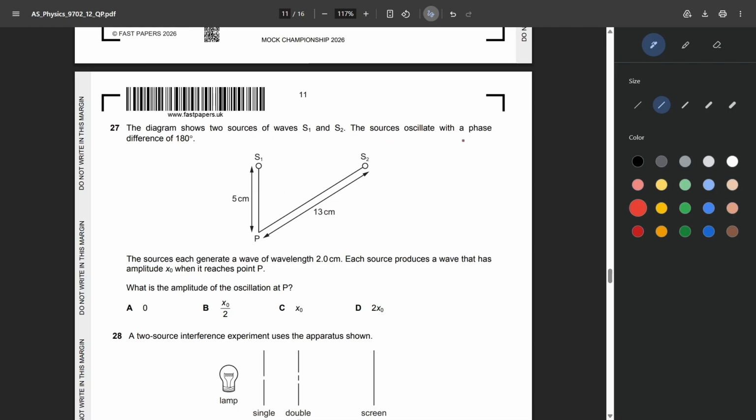The diagram shows two sources of waves, S1 and S2. The sources oscillate with a phase difference of 180 degrees. The sources each generate a wave of wavelength 2 centimeters. Each source produces a wave that has amplitude x0 when it reaches point P. What is the amplitude of the oscillation at P? Okay, so they both have a wavelength of 2 centimeters. So S1, let's find out the number of waves made by S1.